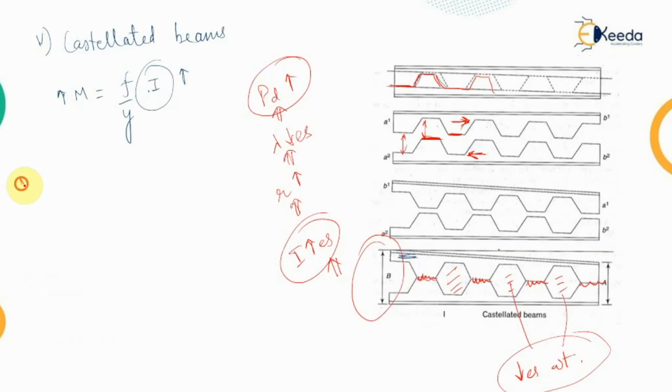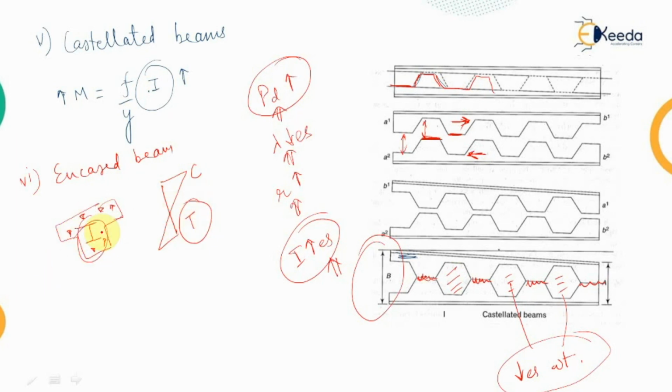Now another type of beam is the encased beam. That means when the complete I section is encased in concrete, in the concrete filling, then that type of section is known as the encased beam. This is also provided to resist the compression at the top, and to resist the tension we are providing the I section, and it is provided with more width at the top because the compression will be more at the top portion.